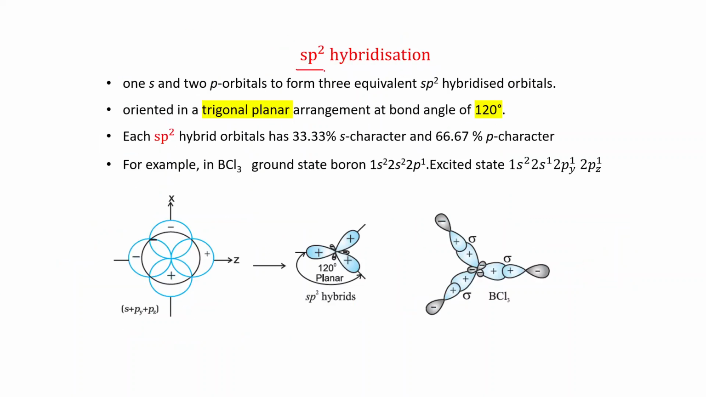Now come to sp2 hybridization. It involves one s and two p orbitals to form three equivalent sp2 hybridized orbitals, and these three sp2 hybrid orbitals are oriented in a trigonal planar arrangement at a bond angle of 120 degrees. Now let us see how you can draw these three sp2 hybrid orbitals. This is 1, this one is 2, and this one is 3. The angle between these is 120, this is also 120, and this is also 120. If you join these, we get a trigonal planar arrangement.